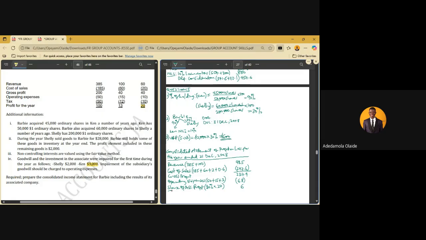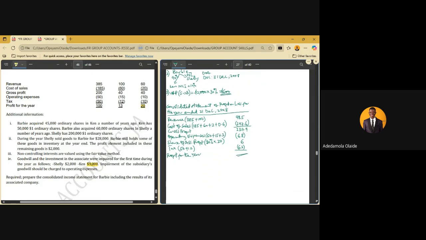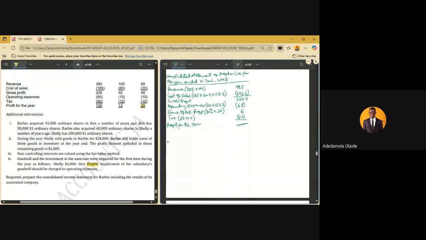Then we can now bring tax. And how much is the tax? 50 plus 12. That's 62. What do we have as profit for the year? 113.4. So what will now be the profit for the year attributable to owners of Barbie and NCI?